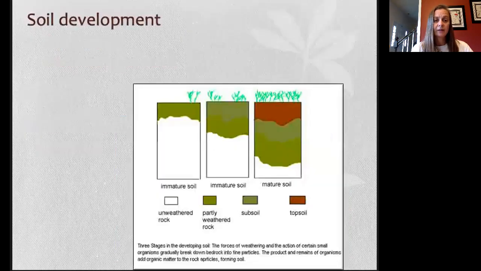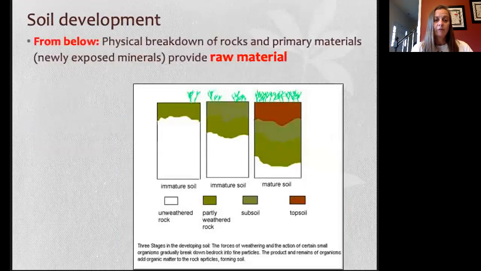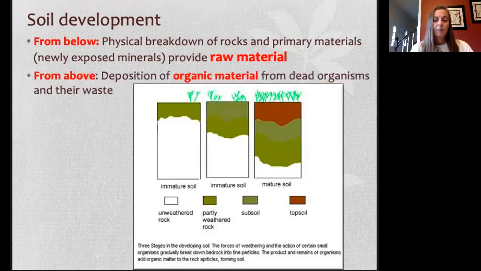So how does soil develop? So there are 3 stages of the development of soil. From below, first, we break down the rocks, and that gives us our raw material for soil. That's usually done by those pioneer species and by other forms of physical weathering. From above, we have that deposition of organic material from dead organisms. This probably seems familiar to you from our conversations about primary succession. And we know that those pioneer species, when they die, add organic material to the soil.